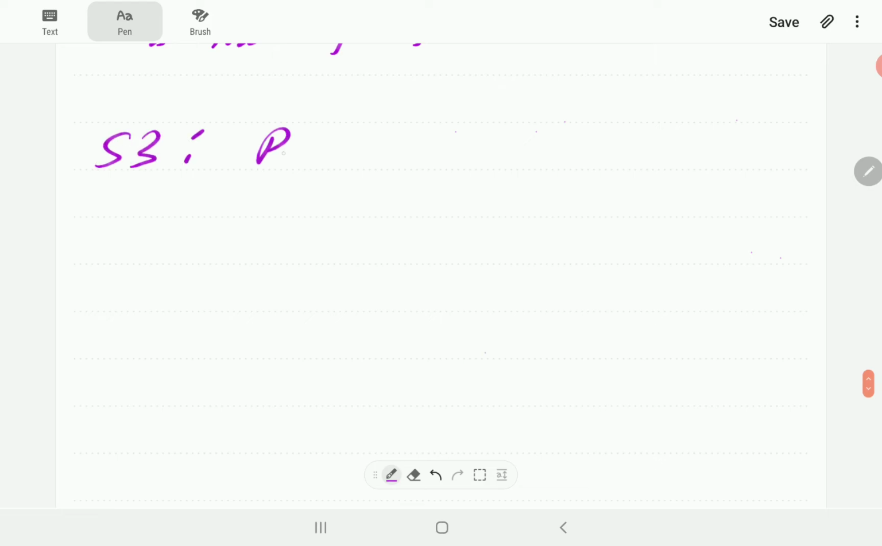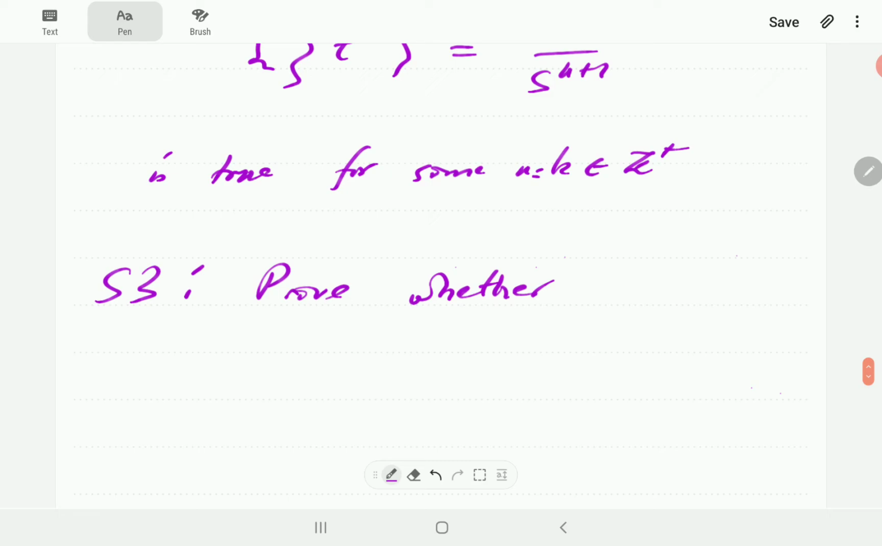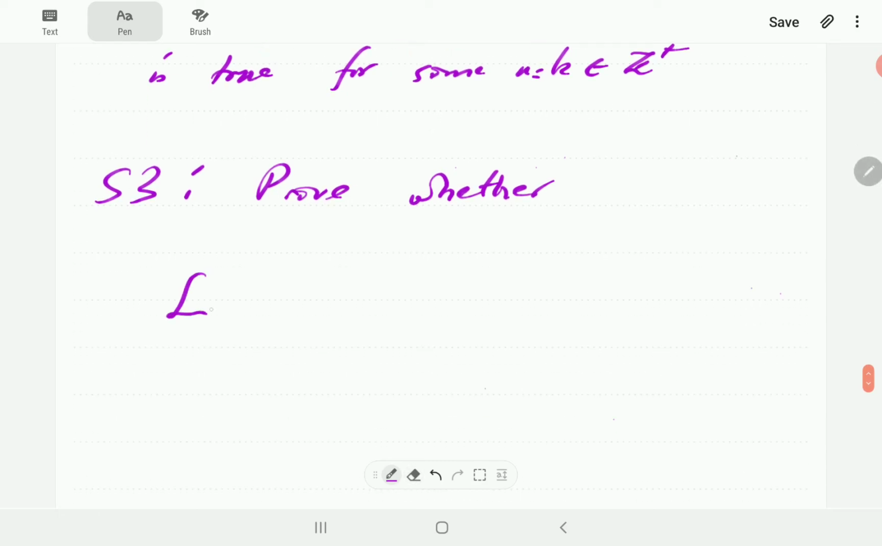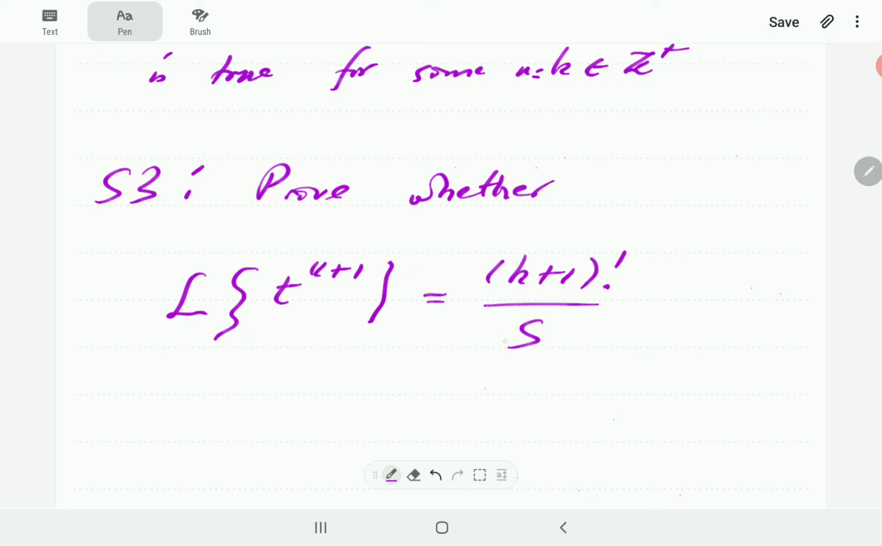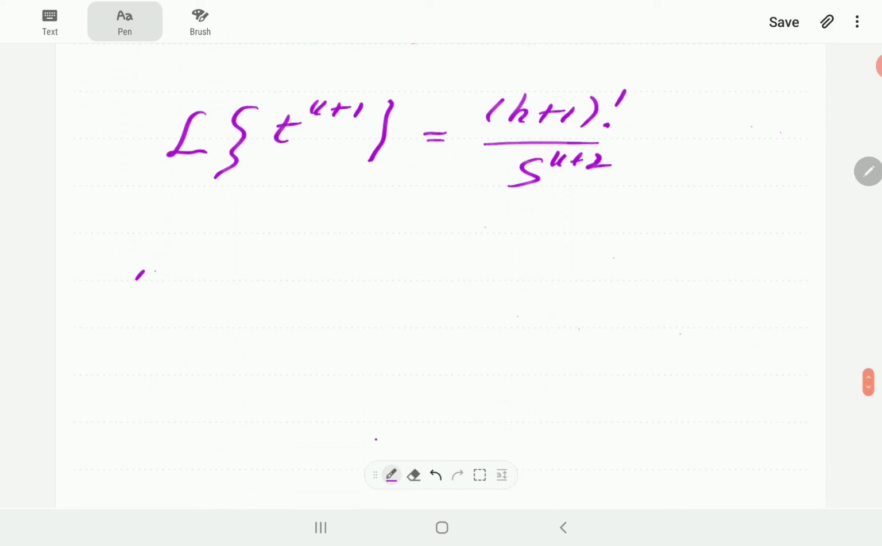Then in step 3, we want to prove whether, given that the formula is true for k, it is going to be true for the next bigger integer. So here we're going to have k plus 1. In the numerator here we're going to have k plus 1 factorial. The denominator is now going to be s to the power k plus 2. Remember it was k plus 1 there. So I want to prove whether this is going to be true, given that step 2 is true.